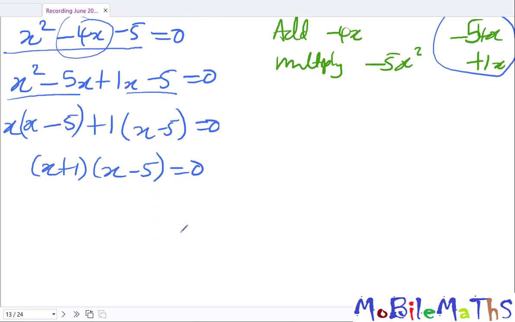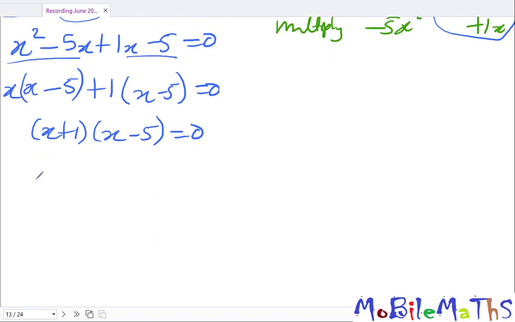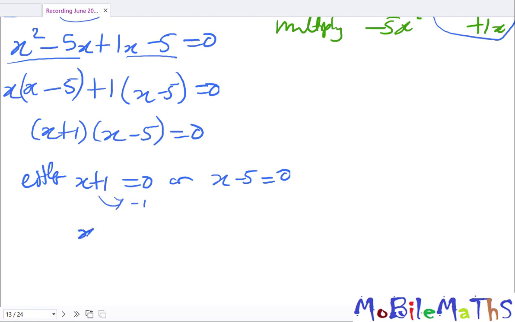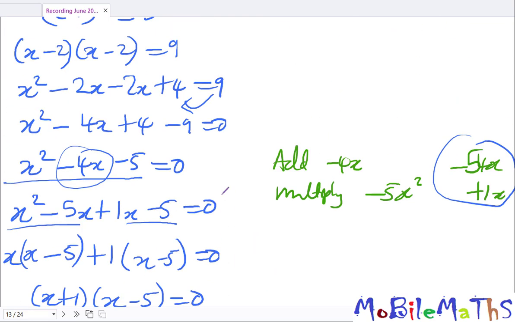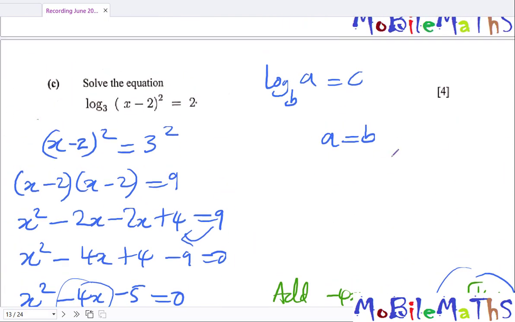To get our answer, I can say either x plus 1 equals 0 or x minus 5 equals 0. Simplifying, taking 1 to that side becomes minus 1, so x equals minus 1. Taking this one becomes plus, so x also equals 5. So these are our solutions for that question. This is the simpler way that I prefer to avoid making mistakes, but we also have another method.